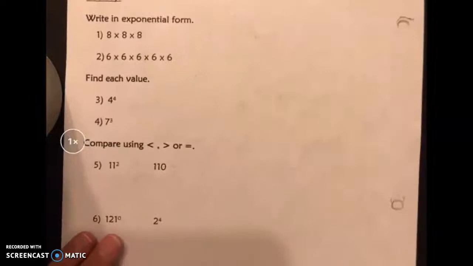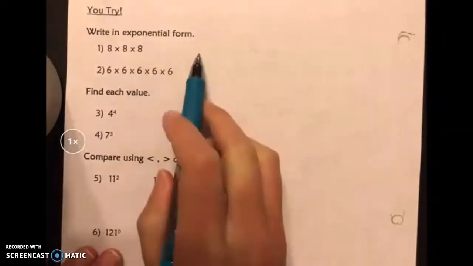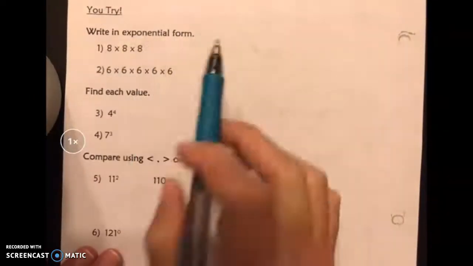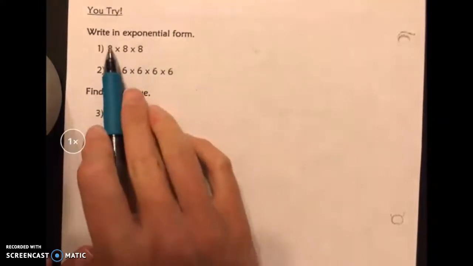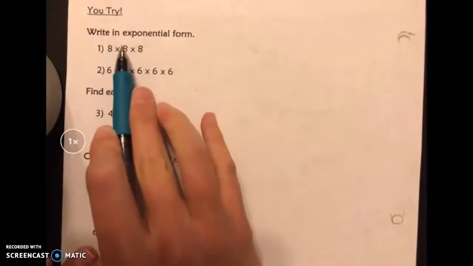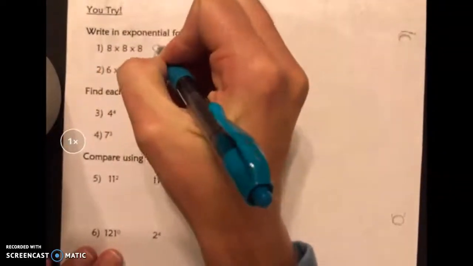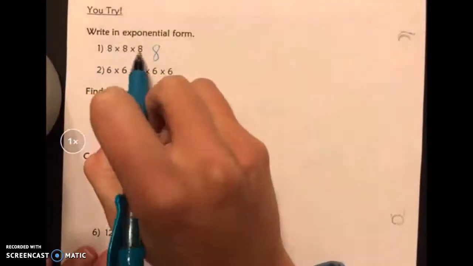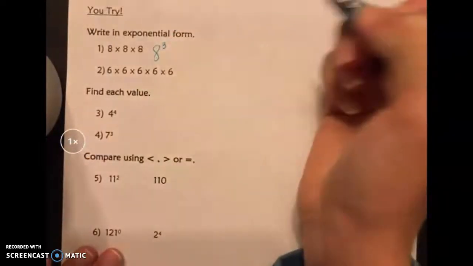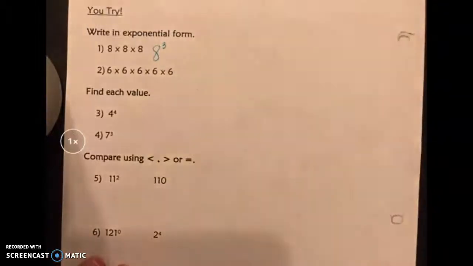Okay, so we're going to write these in exponential form. So guys, that means we're going to have a base and an exponent. So 8 times 8 times 8. How many times are we multiplying this 8? We're going to be multiplying it 3 times. So our base is the number that we're multiplying. So this is my base. But how many times did I multiply it? 3. So that's 8 cubed, or 8 to the 3rd power.